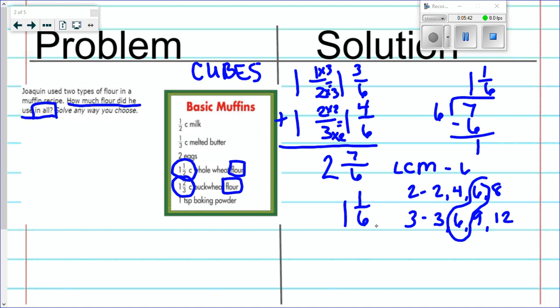But when I do this, I'm not done. I have to think about my whole number I had of 2. Can't forget those 2 whole cups of flour that I already had. So now I'm going to add 2 plus 1, which will give me 3, and then my fraction of 1/6. So the total amount of all flour that I need for this recipe is 3 and 1/6 cups of flour.